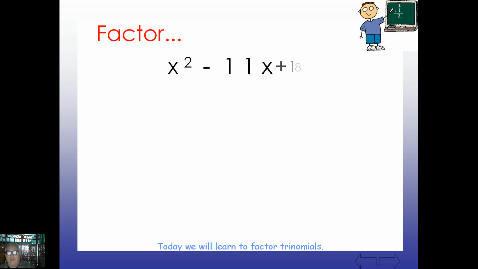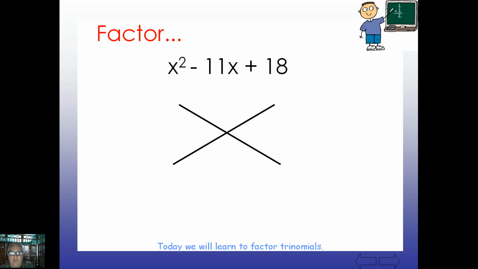All right, how about this one? x squared minus 11x plus 18. So we've got a negative sign there in front. Again, let's draw our x. What do we put in the top piece now? Well, we're going to put negative 11. That's correct. What goes in the bottom? How about 18? If you want to consider that for a second, think about it.